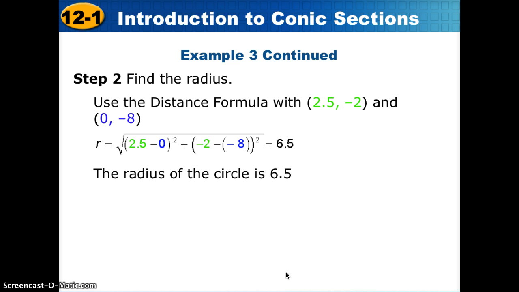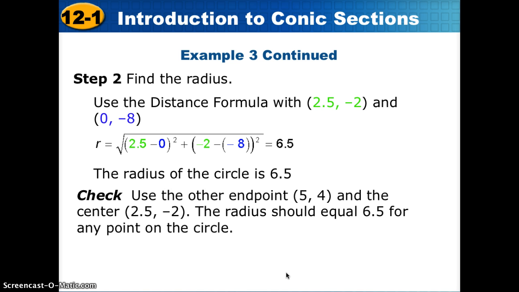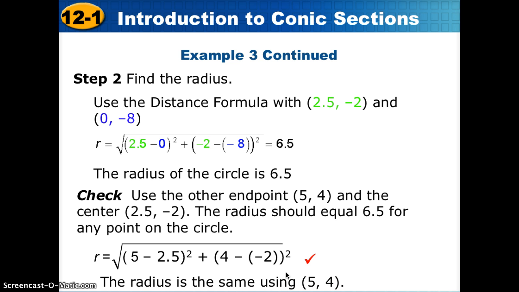Now, of course, we only needed to use one of the endpoints of the diameter and the midpoint, the center, in order to find the length of the radius. So once we do that and we find the radius, we can also check using the other point and the distance formula along with the center to determine if we are correct or not. We check ourselves with the other point and we find the same exact radius.